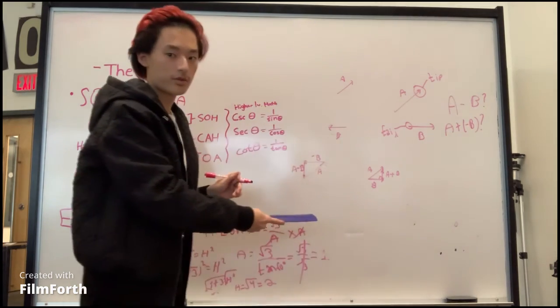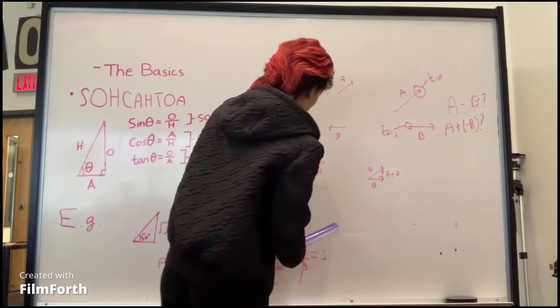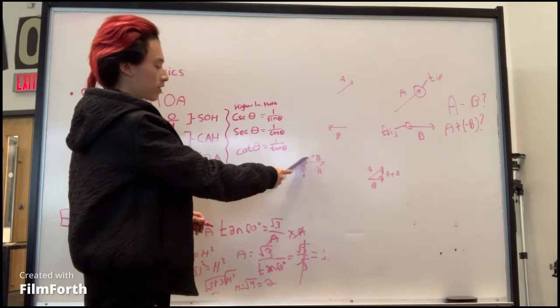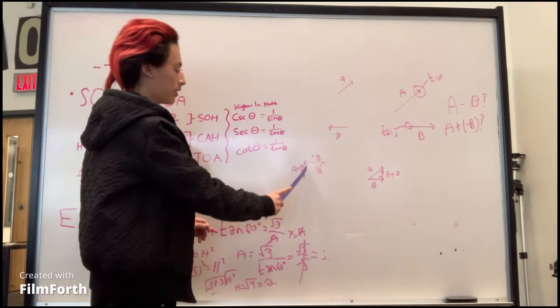Like so. I know this image is a little unclear, but basically what happens is we have vector A here and vector B here. And then our resultant vector is this.